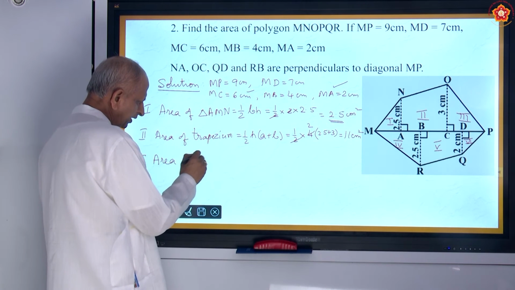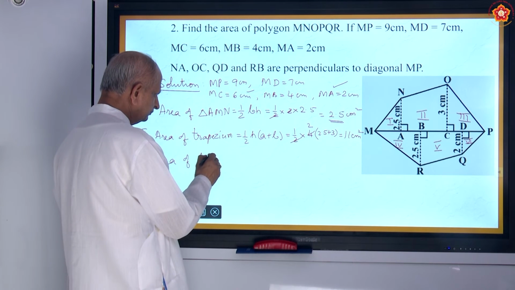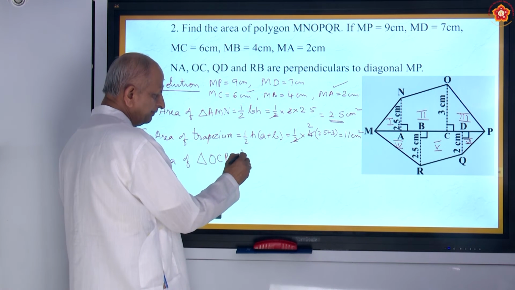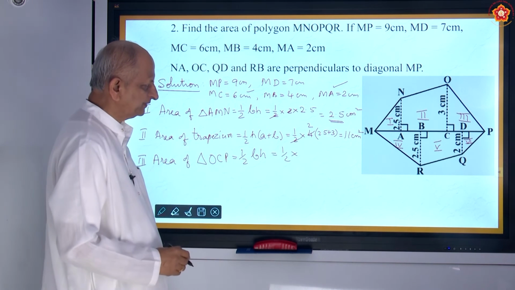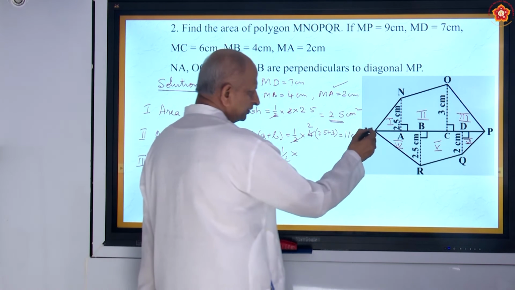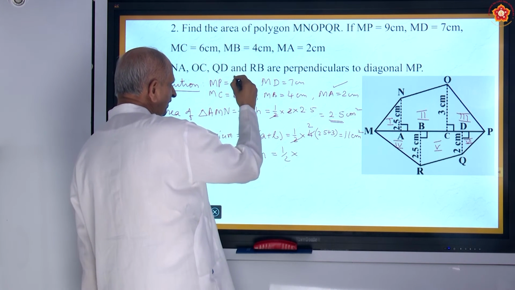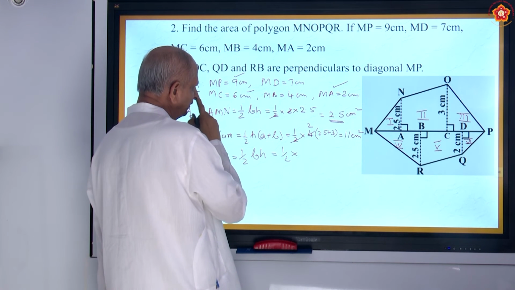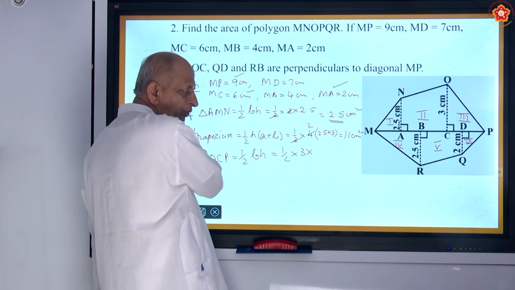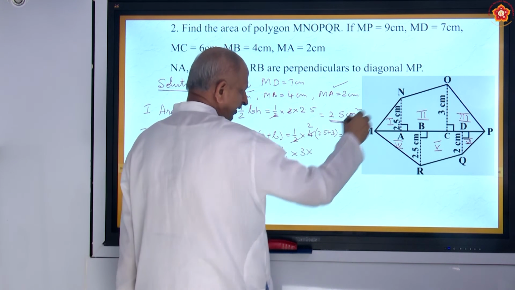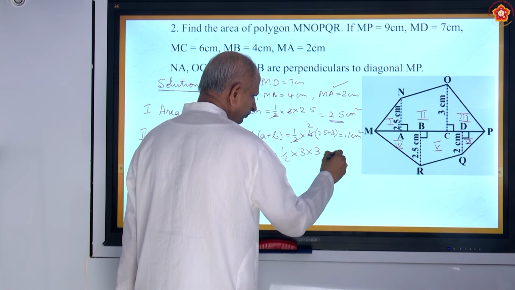Coming to third one, what is that shape called? Triangle. Area of triangle, correct? Name OCP. Formula, half of base into height. Half of, what is the base? Base is MP minus MC. MP 9 centimeters minus MC 6 centimeters. 9 minus 6, that is 3, into height 3. So 3 3s are 9 by 2. 9 by 2 is 4.5.